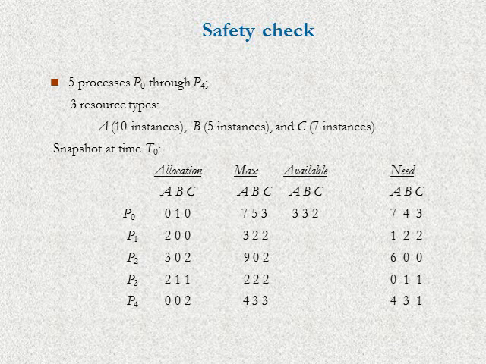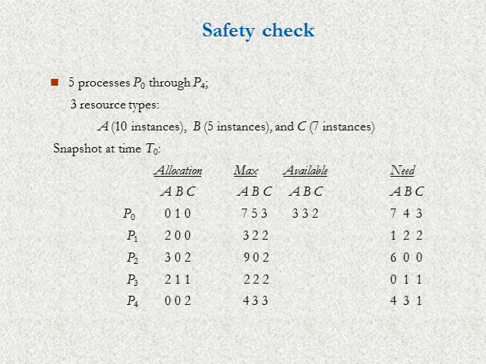So now let's go through this with an example. Over here we have all of these data structures. We have the maximum data structure, we have the allocated resources, we have the available resources, and now we have the need matrix as well. So now let's compute the safety of this system.